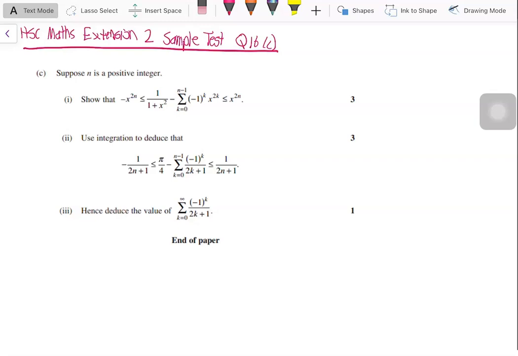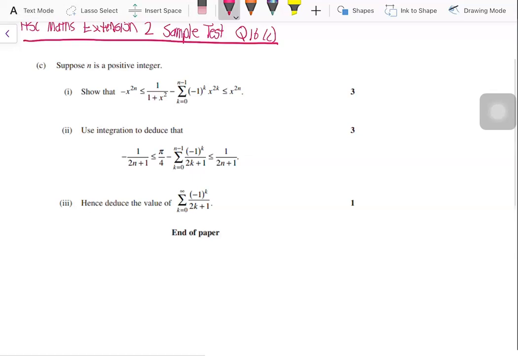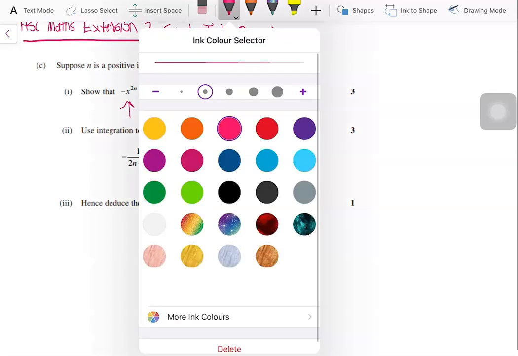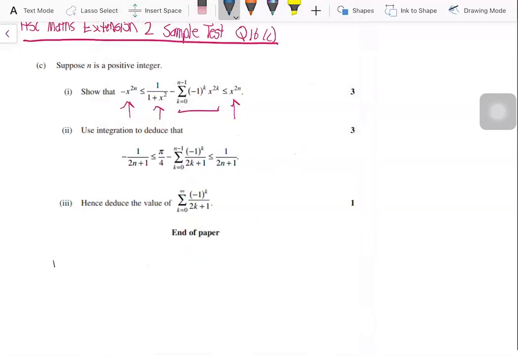Today we'll be having a look at the following problem from the HSC Maths Extension 2 Sample Test Question 16C. So we have n is a positive integer and we need to prove the following inequalities: negative x to the power of 2n is less than or equal to 1 over 1 plus x squared minus this sum from k equals 0 to n minus 1, and we have to prove it's also less than or equal to x to the power of 2n. Okay, so let's have a look at the first part.